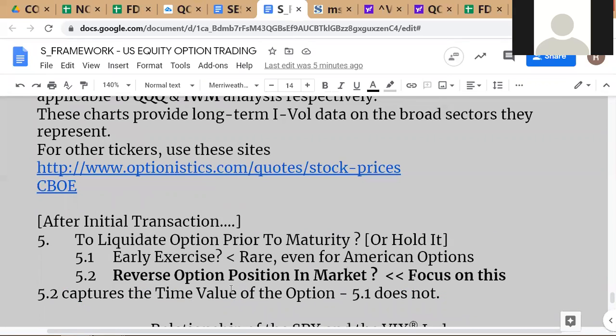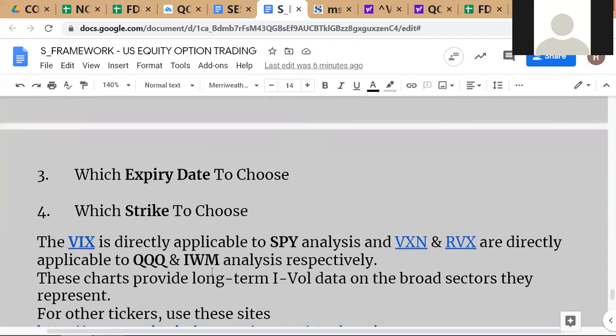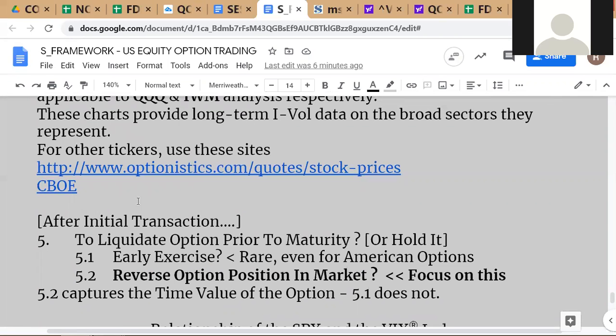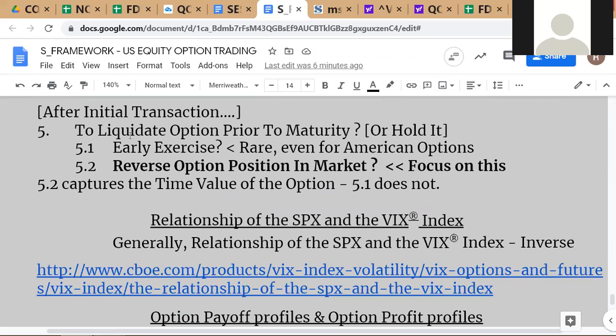And here, just to give all the decision problems together, after you choose this, after you buy the option, there is a further decision problem, which is, should you do early exercise for American options, or should you reverse the option position in the market? Now here there is a theoretical component to understand. Theoretically there is a decision problem here, because in the case of American options, you can do early exercise. So the question is, should you exercise the option early, or should you reverse the option position in the market?